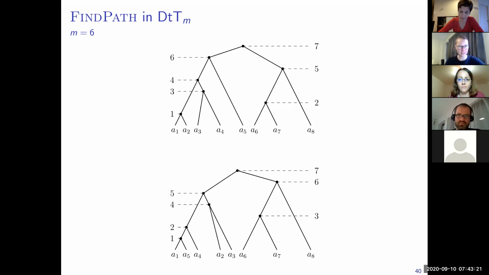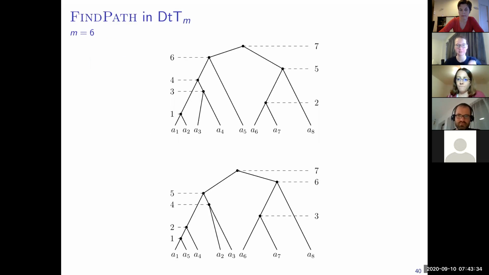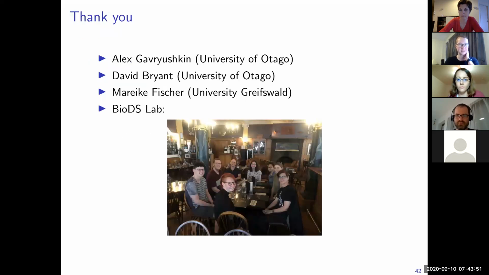I just wanted to mention again that the shortest path problem here is also solved in polynomial time. But now it depends on m, because we add stuff on the right here to the tree, and that depends on m. So we add stuff linear in m to it. So the running time of the algorithm find path here would be quadratic in m, which can probably be improved. Yeah, but that's all I want to say.